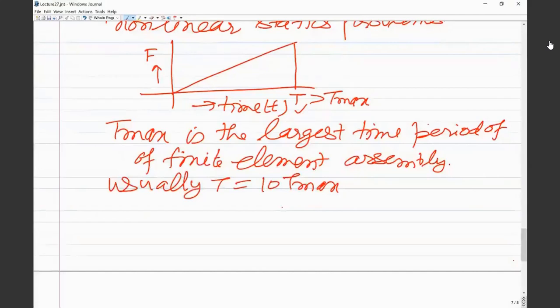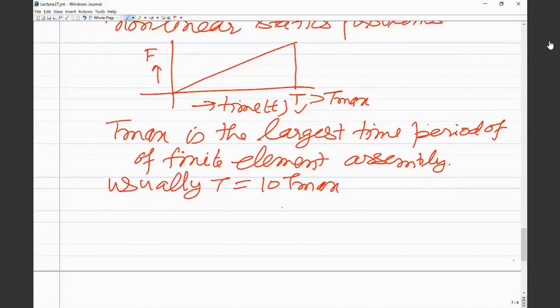And delta T, because it is an explicit technique, would be governed by the stability condition that delta T has to be less than delta T critical, which is in terms of the smallest time period. So that means you could end up solving the equations, although simultaneous equation solution is not involved, but you have to evaluate the matrices and the matrix-vector products at so many steps that it might become computationally more involved.